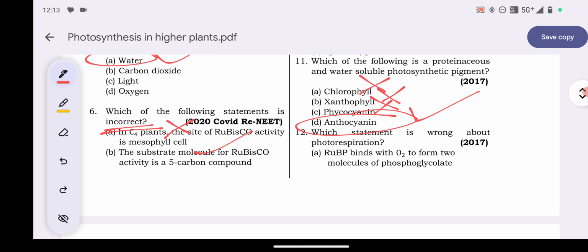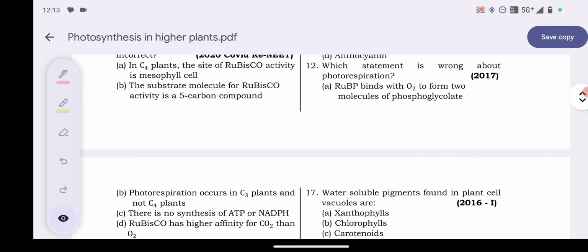The presence of purple pigment called anthocyanin alters the color of leaves in some plant. Because anthocyanins are water soluble, they are found in solutions in the cell water. So option D is the answer. Now question number 12.